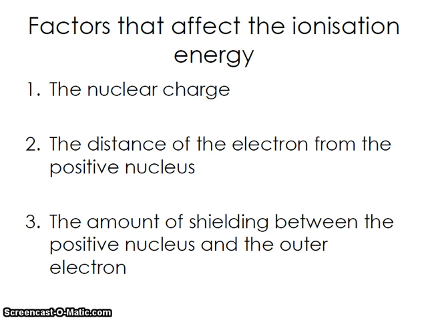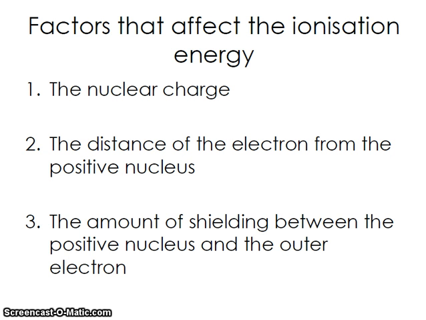So here we have the factors that affect the ionisation energy. So these are the factors that make the ionisation energy either be larger or smaller. And the first one is the nuclear charge. So the more protons you have in the nucleus, the more positive the nuclear charge is going to be. And because you've got a more positive nuclear charge, it's going to attract an electron more strongly, which will make the ionisation energy increase. So the bigger the nuclear charge, the bigger the ionisation energy.